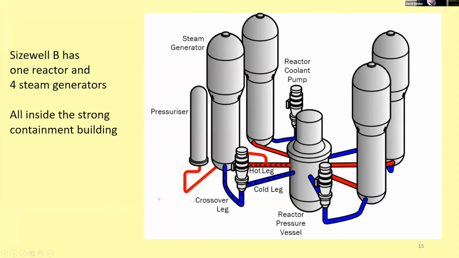Sizewell B has actually got 4 steam generators. They're all inside this strong building, and you can see these are the blue lines of the water coming out. The red line is the water going in from the reactor, and so it goes round and round in the circuit. If one of the steam generators could fail, which might be, for example, if the pump stops working, there are still 3 more to carry on the work.